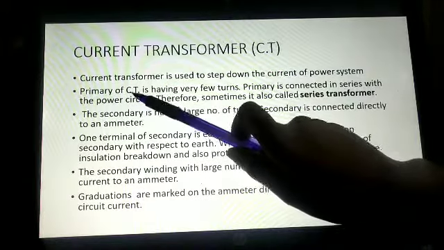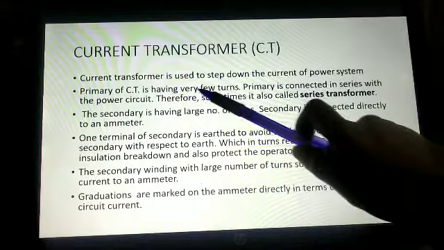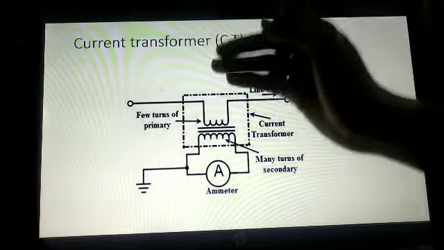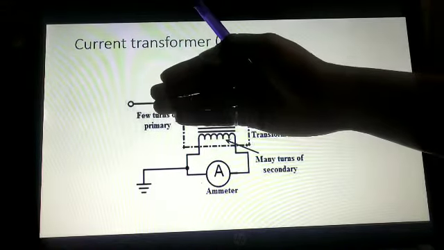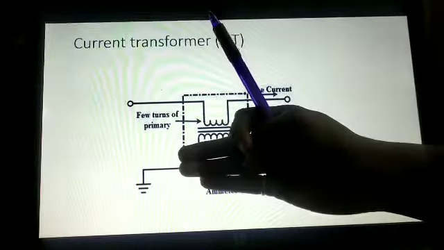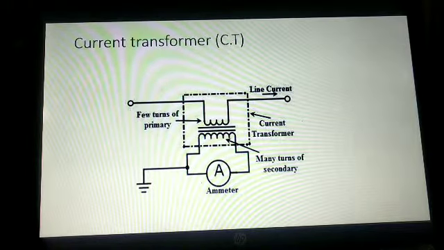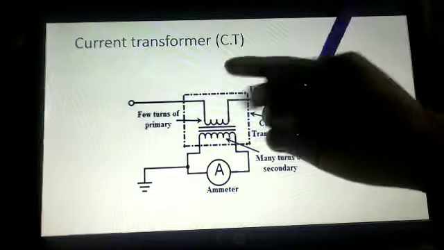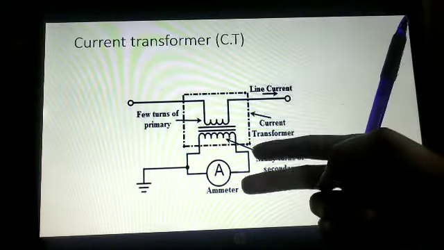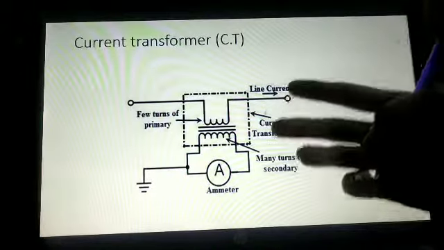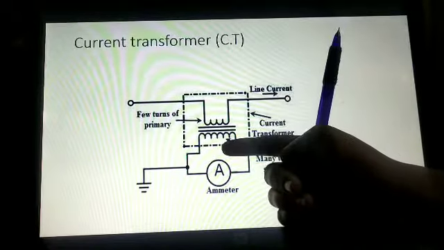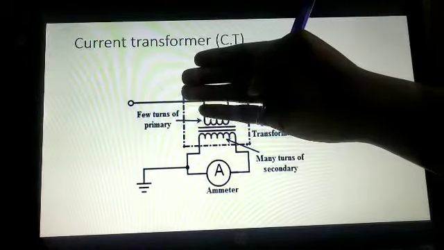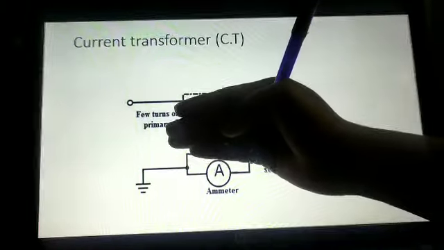So the primary of CT has very few turns. Here you can see this is the diagram. This is the primary side, this is the secondary side. This is also one type of transformer, the current transformer, so it will have a primary side and a secondary side. We have learnt the transformer lesson. It has primary and secondary.